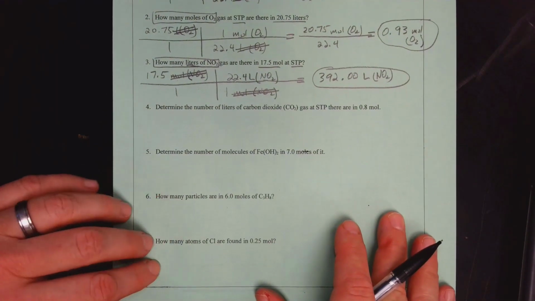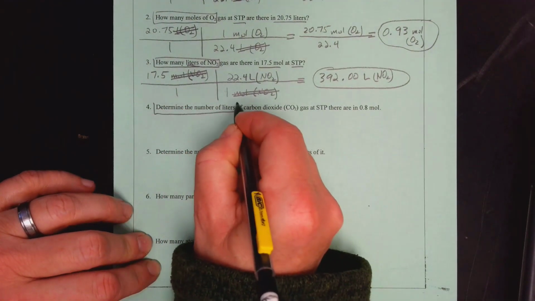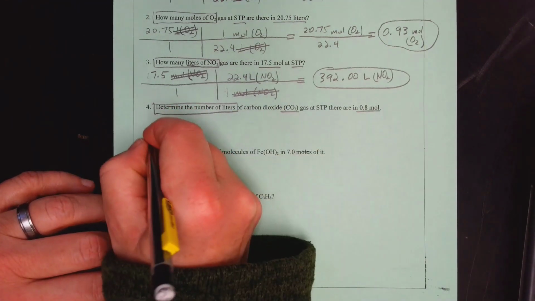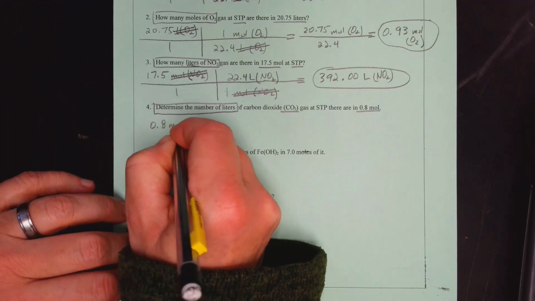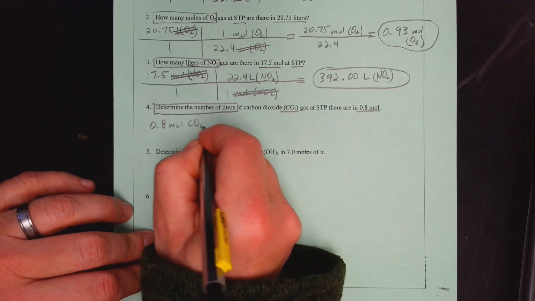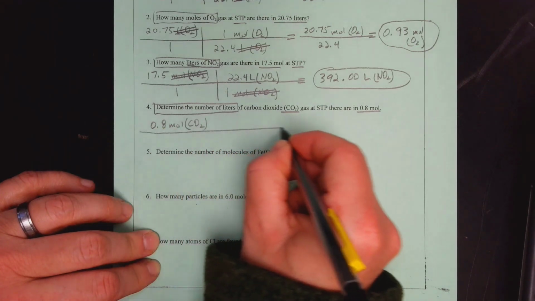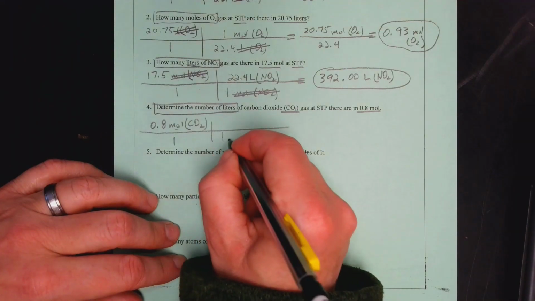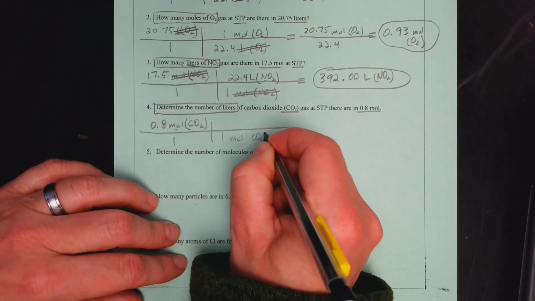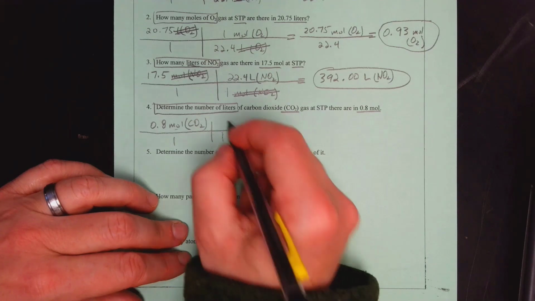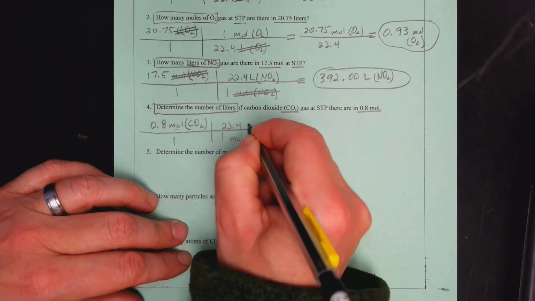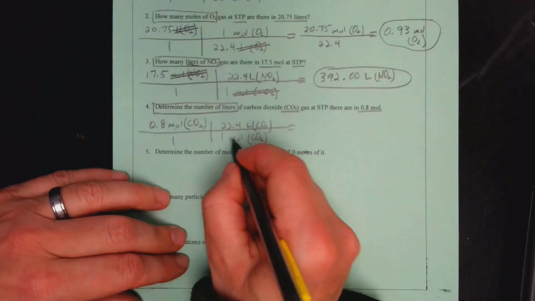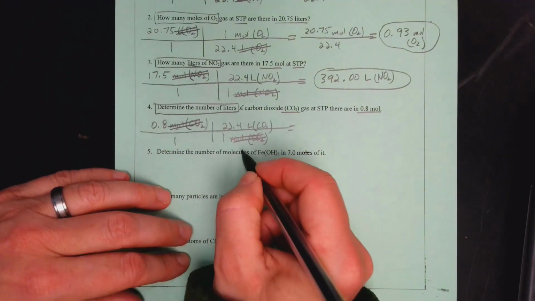All right, number 4. Determine the number of liters, so we're staying with our volume problems, of carbon dioxide if we start out with 0.8 moles of carbon dioxide, CO2. Setting up my T-chart over 1. I've got to get rid of moles, so I've got to put moles down here at the bottom of CO2. I've got to use my volume constant of 22.4 liters of CO2 at the top.